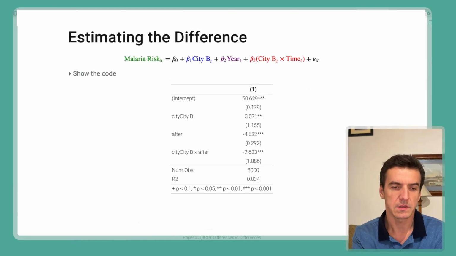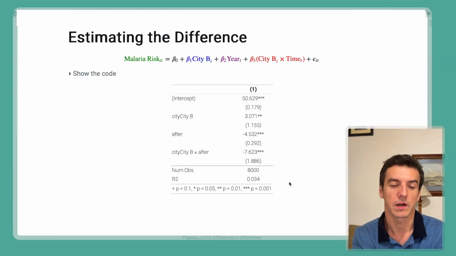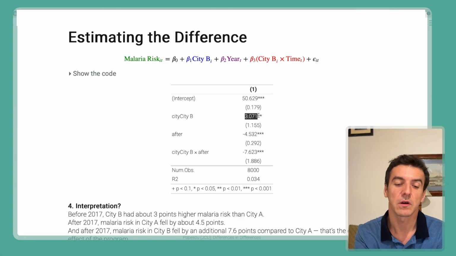So if we run this analysis, this is what we get. Once again, this code here will produce a table that looks like this. So here, these are the independent variables. These are the coefficients. What's in parentheses are the standard errors. We have the number of observations in the analysis, and then we have the R squared. So how do we interpret this? Let us look at city B. The interpretation here is that before 2017, city B had about 3 points higher malaria risk than city A.